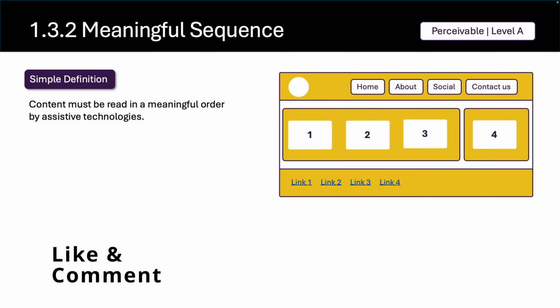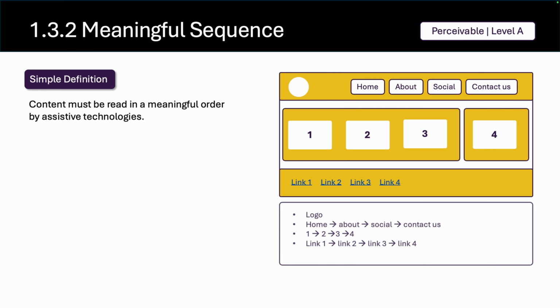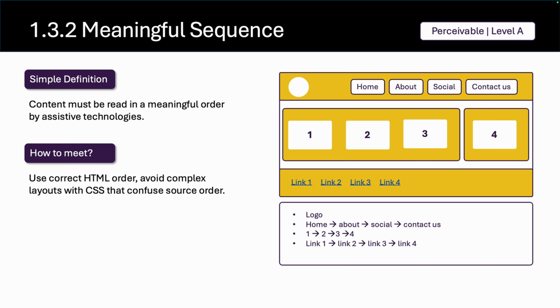The next we have is meaningful sequence. In its simplest form, it means that the reading order should be meaningful. Usually we go from top to bottom, left to right. Assuming everything on this page, I'm using the down arrow key to read through the content. We will start from the logo, then we will go to home, about, social, and contact us menu items. Then we will go from box 1 through 4, followed by the footer links. That's a meaningful sequence.